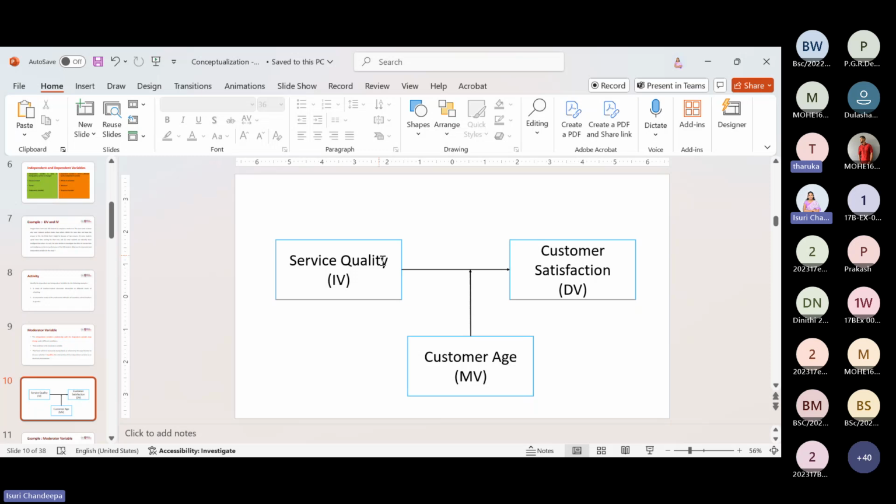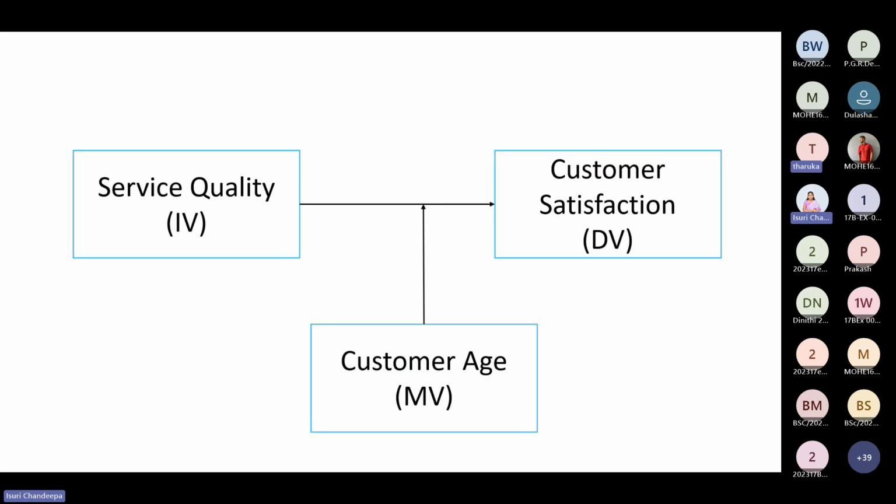Right. So we already know there is a relationship, or else an impact created by the service quality, the independent variable, on customer satisfaction. It is clear. Now, based on the previous literature, we already identified that customer age also creates an impact between the independent variable and the dependent variable.